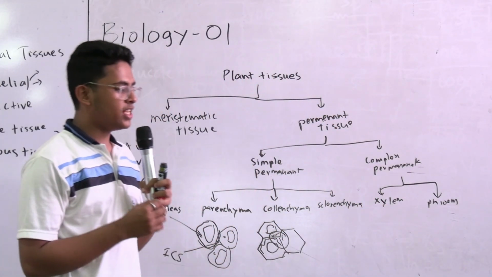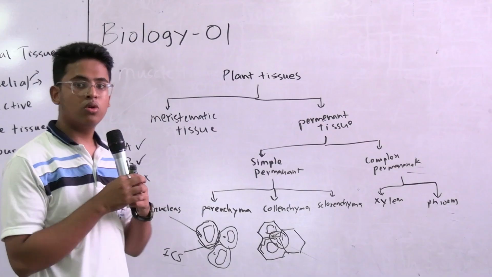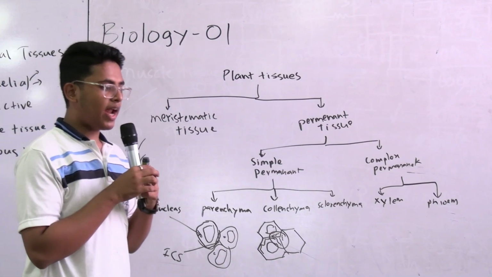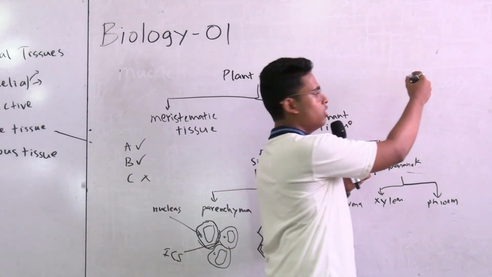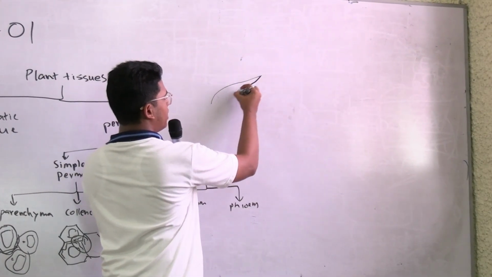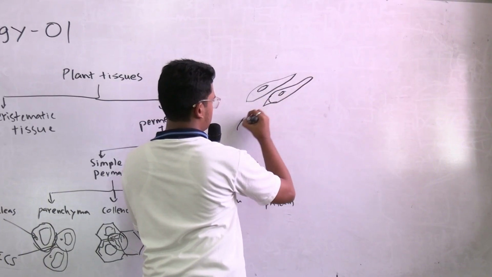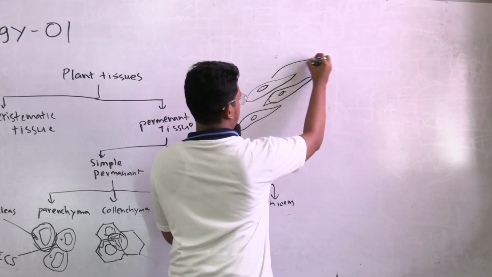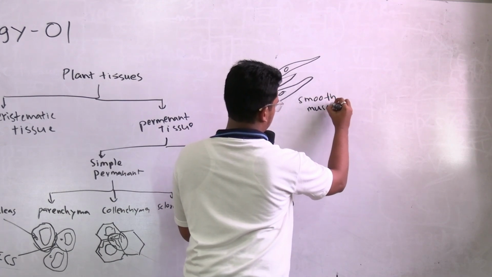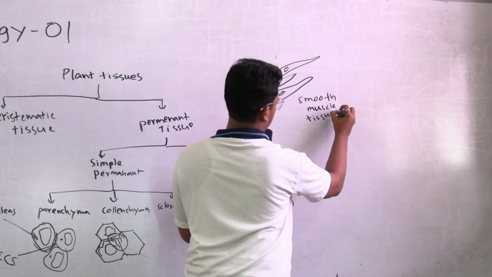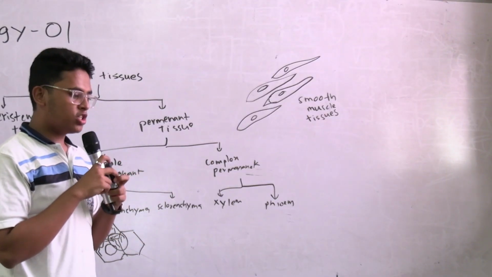Which of the following is not a characteristic of smooth muscle tissue? So smooth muscle tissue we did earlier, right? Smooth muscle tissues are what? Spindle shaped cells. These are smooth muscle tissue. So smooth muscle tissues are easily identified by their spindle shape. So we'll see. Which of the following is not a characteristic?